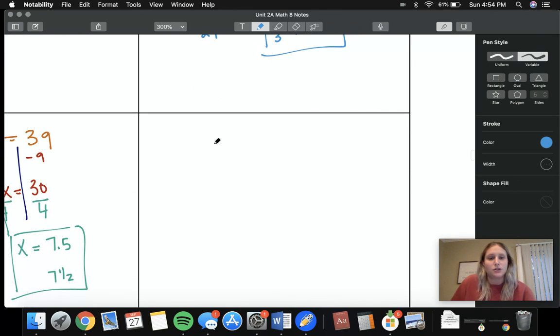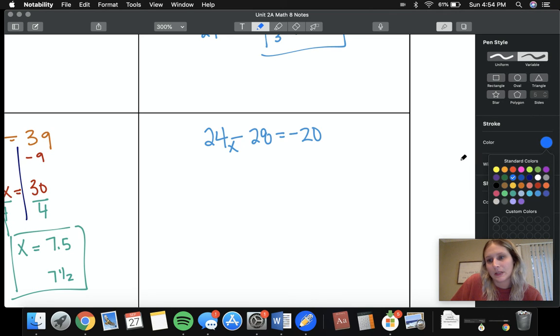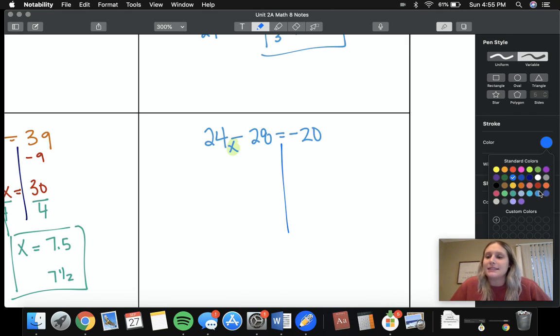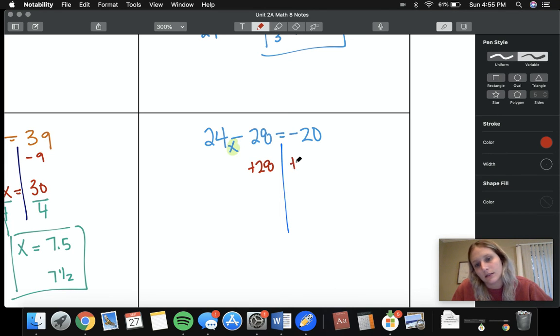Okay, so let's go ahead and try this algebraically. Our goal is to get the x by itself. So we need to get rid of this negative 28, or taking off 28. So we're going to add 28. Negative 20 plus 28 would be a positive 8.